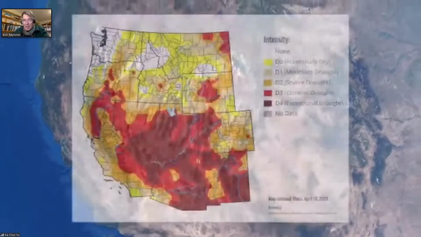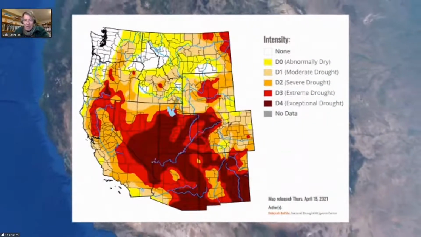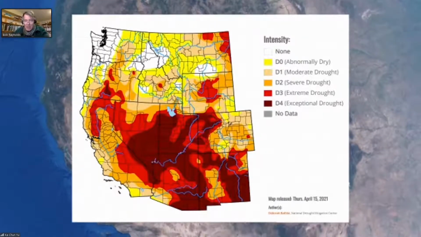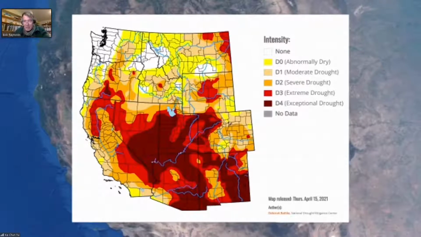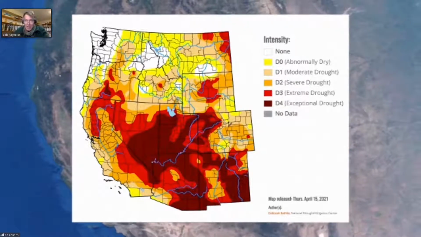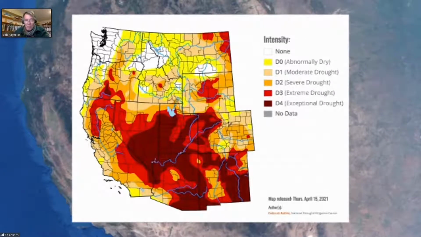And with climate change as it gets warmer, this is a current version of the Drought Monitor Map. This is available on the internet, and you can pick it up once a week. They update it on Thursdays. And this is the version from last week, April 15th. And the dark color there is exceptional drought, and the reddish color is extreme drought.